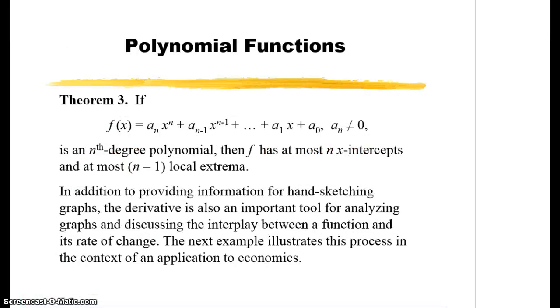So in general, as theorem 3 in your book points out, if you have some polynomial f of x, and it's an n degree polynomial, then f has at most n x-intercepts and at most n minus 1 local extrema. So remember that that's a helpful theorem that's discussed in your text. In addition to providing information for hand-sketching graphs, the derivative is also an important tool for analyzing graphs and discussing the interplay between a function and its rate of change. So next we're going to take a look at some examples to illustrate this process in the context of an application to economics. So our next video will have some applications.